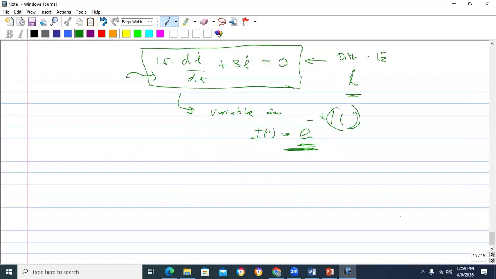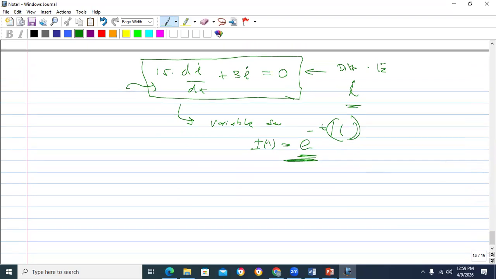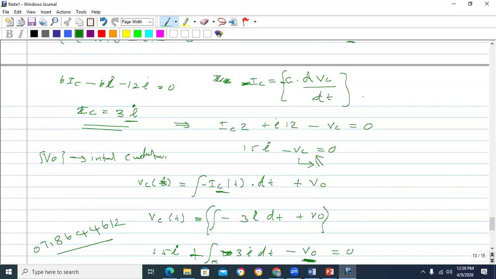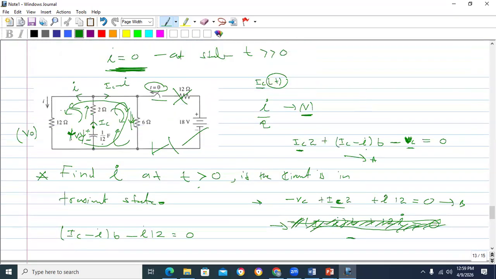Now I think it is enough. Also, as a homework, keep this source, and once you close this, consider the transient state and find the I again. So when the source is there, find the I at the transient state. Do it as a homework. If you have any problem, please let me know.